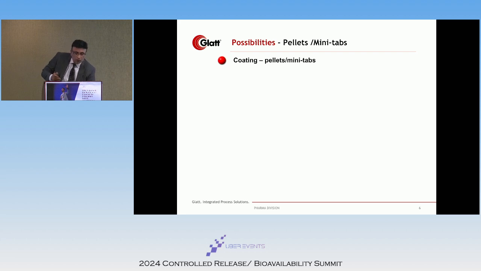Now, coating can be done on powder, granules, and pellets. When we do powder, the powder can come from the granules, and that can be coated, or we can compress the powder into mini tablets, and those can be coated as well.